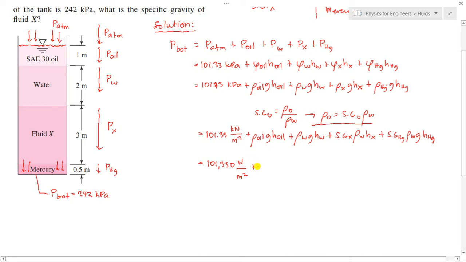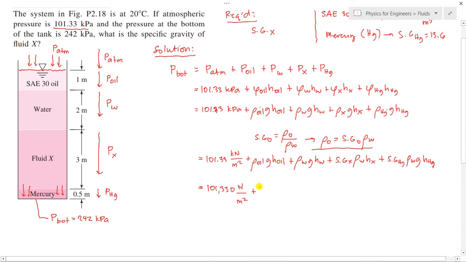Again, substitute the values. Density of oil nata diri, that is 880 kilogram per cubic meter. The gravity is 9.81 meter per second squared. The height of the oil, class, unsa may height sa oil diri based sa ato ang figure, pala may height sa atong saing oil.